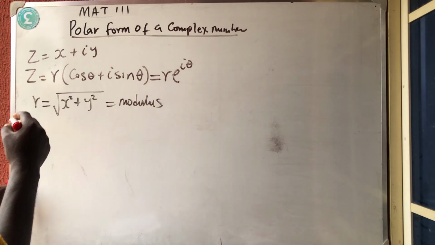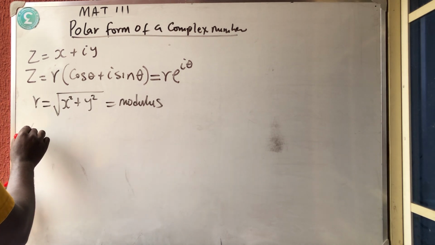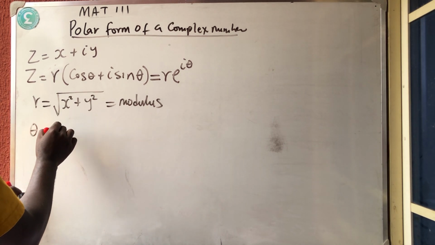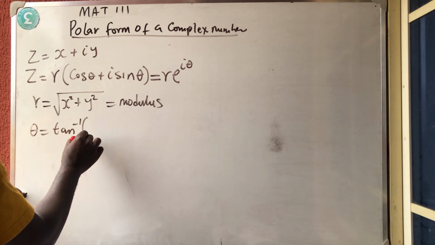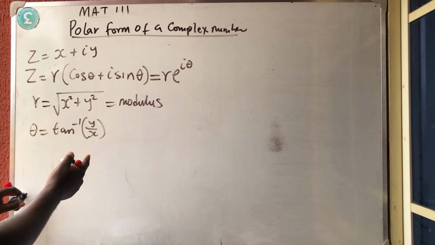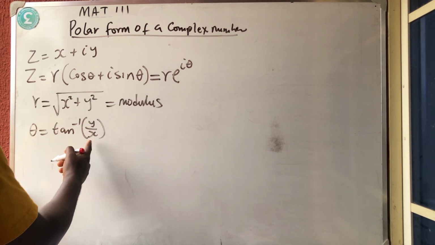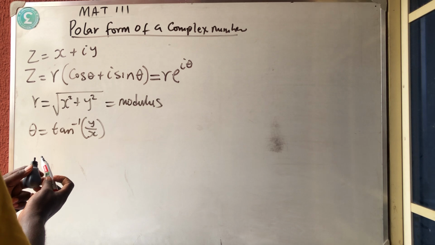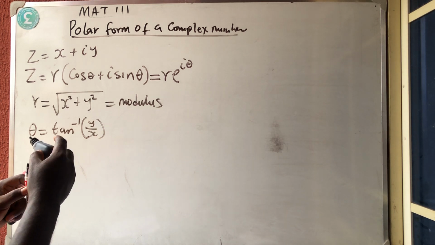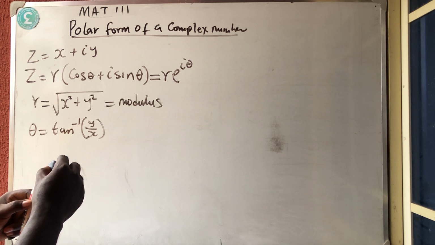Okay? So the next thing you need to get is the argument. The argument is the theta. So theta is equal to what? Tan inverse of y over x. Okay? And sometimes I used to forget if it is x over y or y over x. I used to remember it by dy dx. So y must be up and x must be down. So that is that. So let us continue.